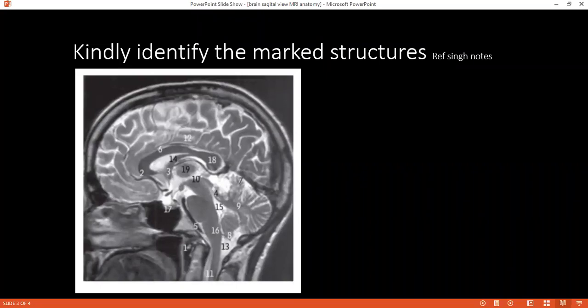Can you tell me what are the subarachnoid spaces or cisterns? Can you name a few? Peduncular cistern, prepontine cistern. Very good. Yes. Excellent.